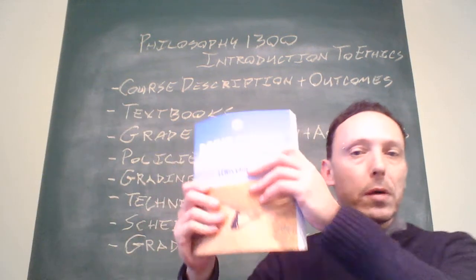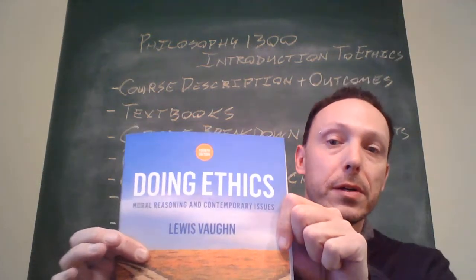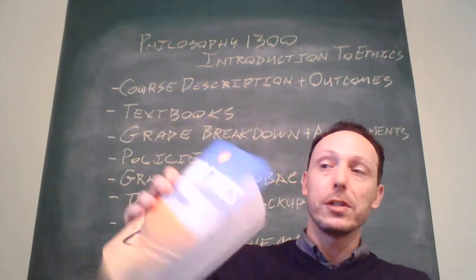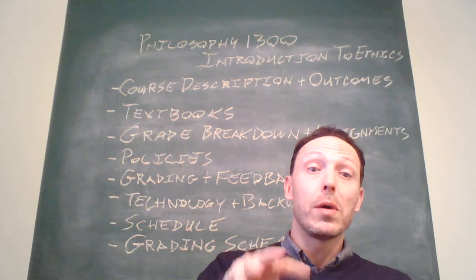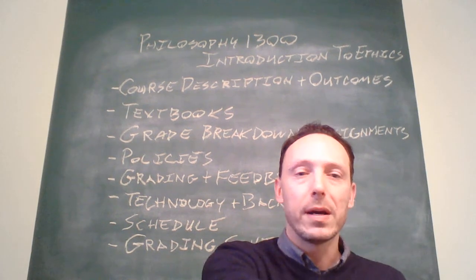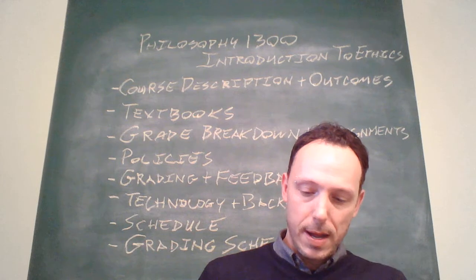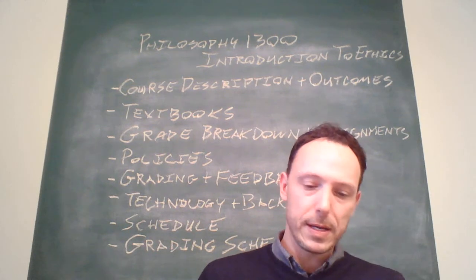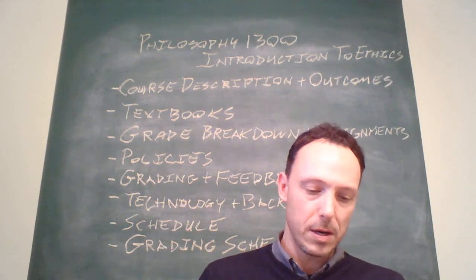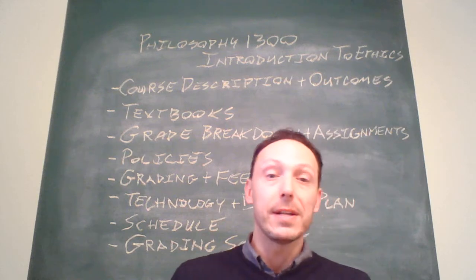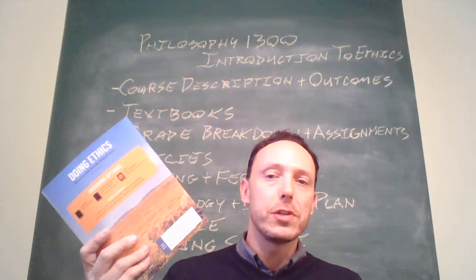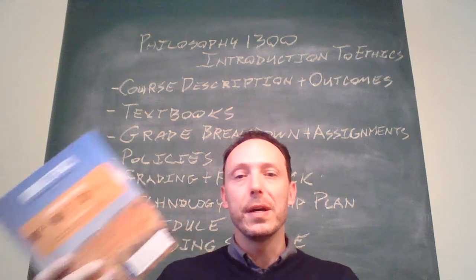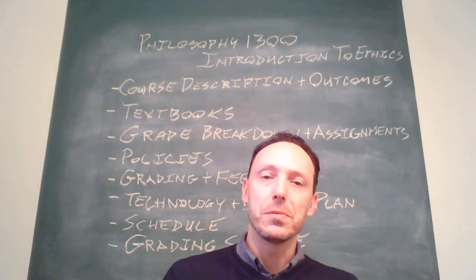I could order a big honking Doing Ethics anthology textbook, but there are a number of problems with that. One, these are more expensive than what I've done. Two, what you get is somebody else's take on this material and not necessarily primary texts. Three, these books are generally designed for a full year course and we've got four months, right?